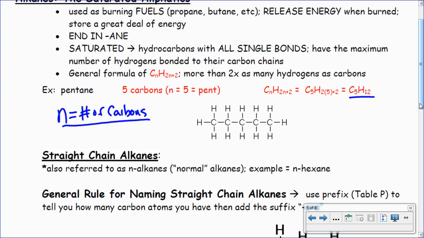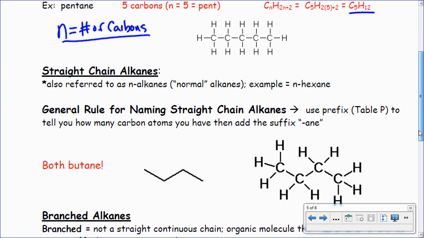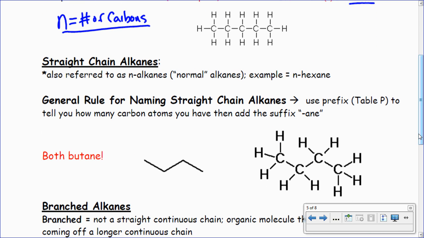Now, straight chain alkanes, also referred to as n-alkanes or normal alkanes, are just straight chains. The general rule for naming straight chains is you use the prefix from table P to tell you how many carbon atoms you have, and then you add the suffix ane. Ane, because there are no double bonds between carbons.